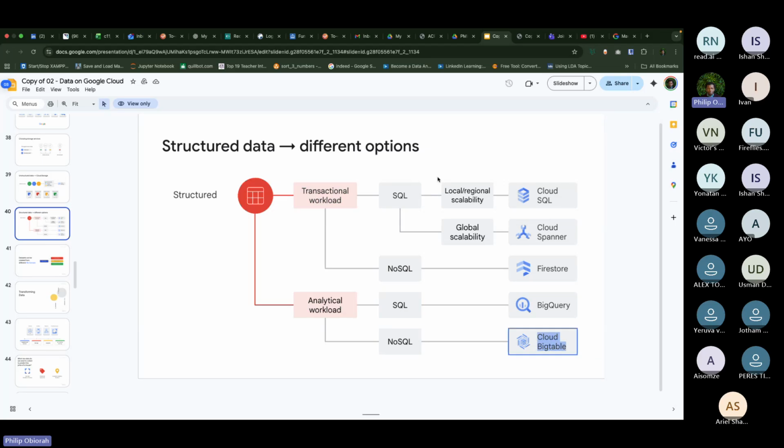All right, so take note of this, have this in your head somewhere. It's going to come up. You'll have questions that mention structured, analytical, NoSQL. Just know that the answer is Cloud Bigtable. Right? Any question at this point before we proceed?